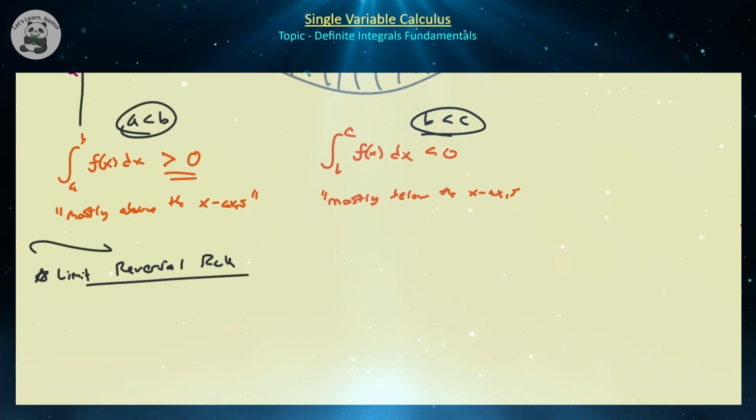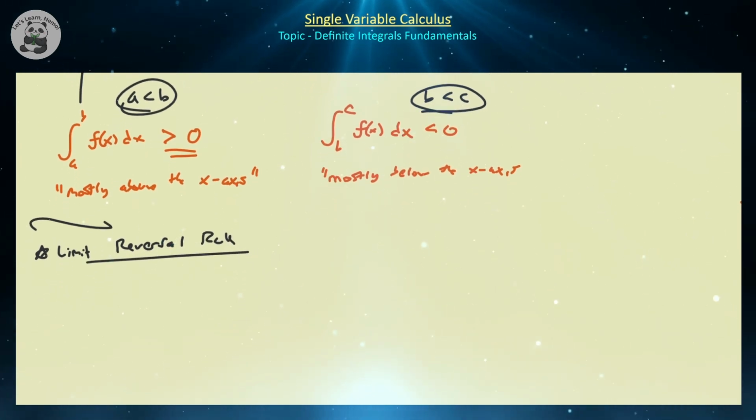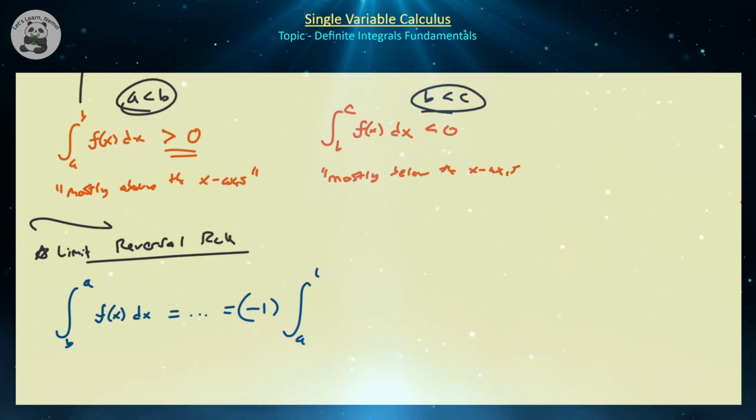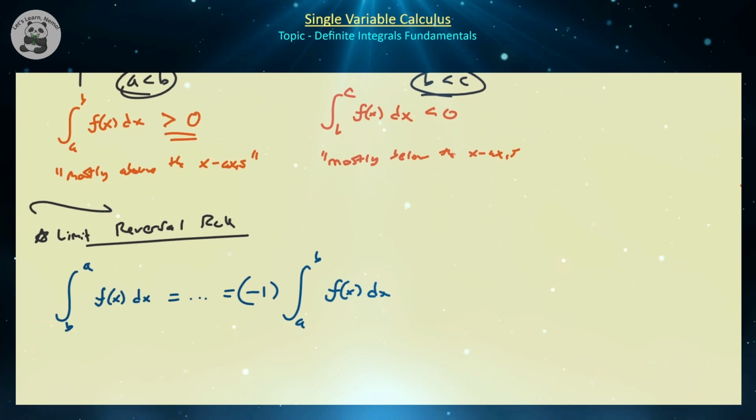And it says this. Suppose that you want to traverse an interval from b to a where b is bigger than a. Then you can do this proof via Riemann sums, where what you're actually going to get is minus 1 times the integral from a to b of f of x dx.